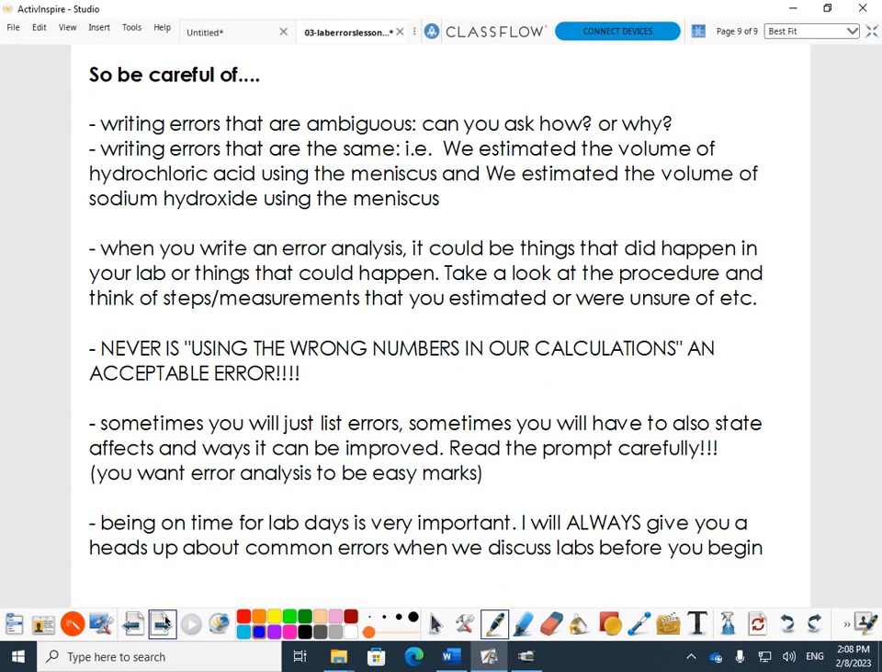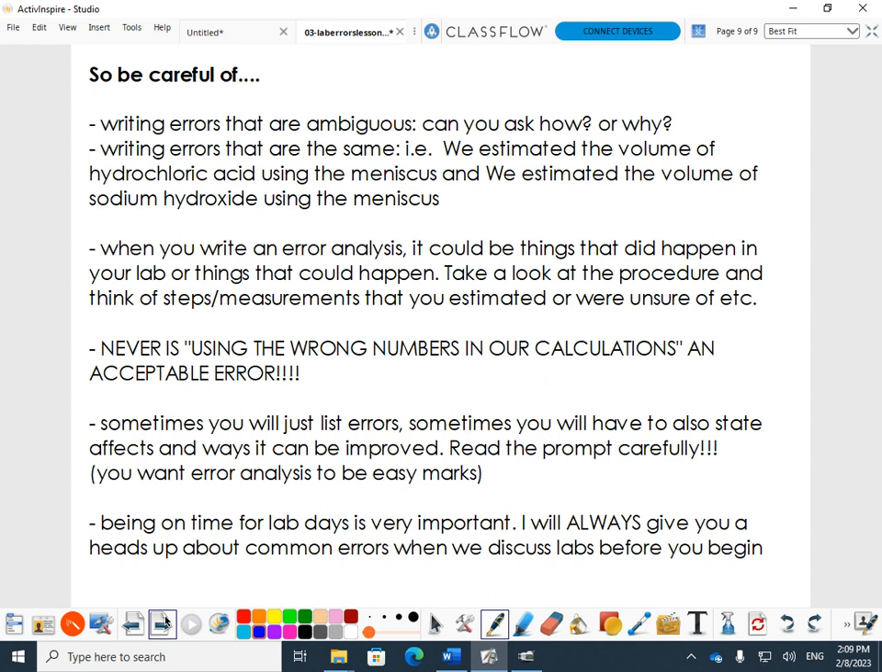When you write an error analysis, it could be things that happened or things that could happen. Take a look at the procedure. Sometimes when you read it through, you think, this could be this. Should I think of it this way? Those could be errors. And you can also take a look at what happened to somebody else and jot that down. You don't need to say to them, oh, you idiot, look what you did. Just use it as your error, okay?